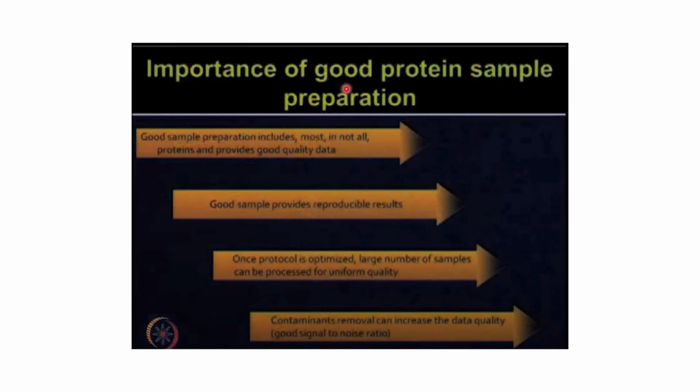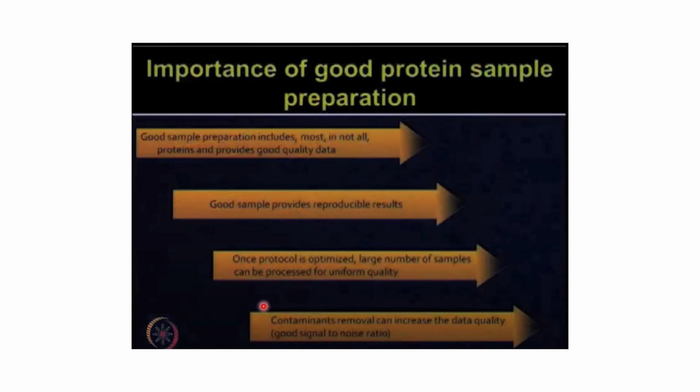So the importance of good protein preparation, good sample preparation: most of the proteins should be out, it should be reproducible, and once the protocol is optimized, a large number of samples can be processed. So initially you need to always deal with fewer samples and try to optimize the method of extraction and analysis. Once you get the desired protein which you wanted to study, then you can apply that specific protocol to a large number of samples.